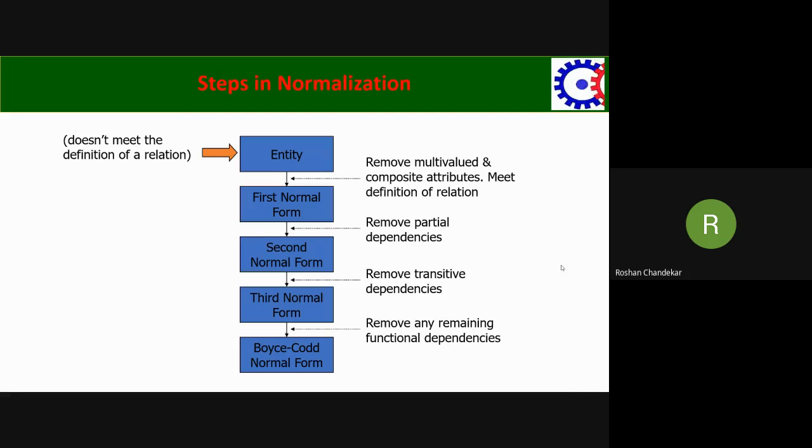So what are the steps in normalization? First, we have an entity with whatever attributes there are in the table. Remove the multi-valued and composite attributes from the definition of a relation. That is how we can convert a table into first normal form, where we remove the multi-values. From first normal form to second normal form, we remove the partial dependency. From second normal form to third normal form, we remove the transitive dependency. And from third normal form to BCNF, we remove any remaining functional dependency, and that is called Boyce-Codd normal form.